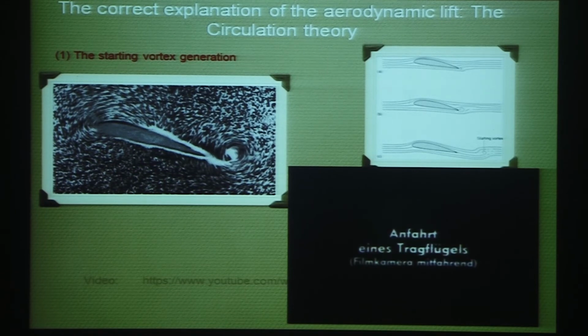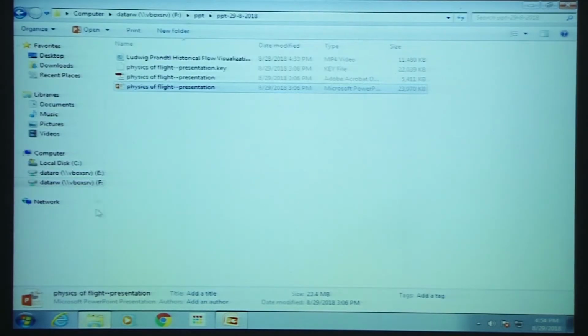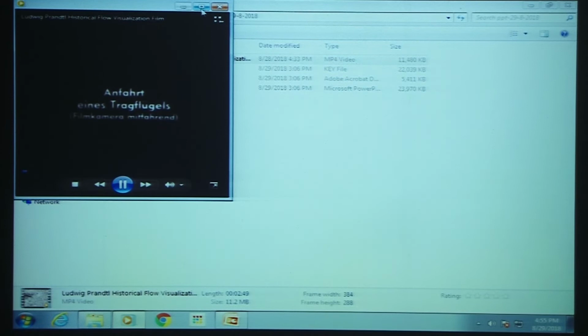Now how to... can you click on this video? It won't play on this one, right? This one. Yeah, can you make it a bigger screen?